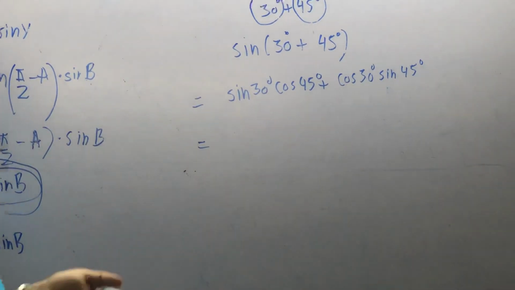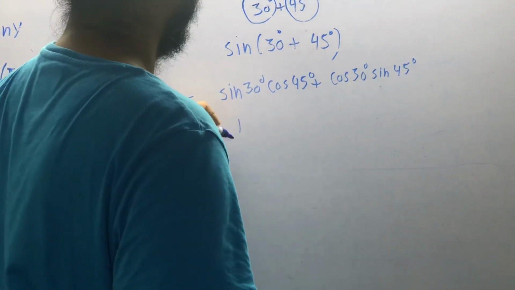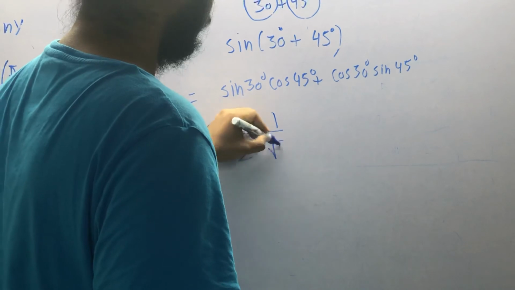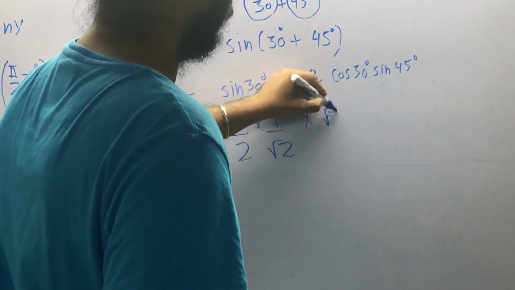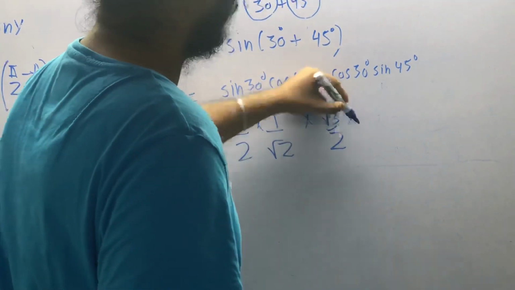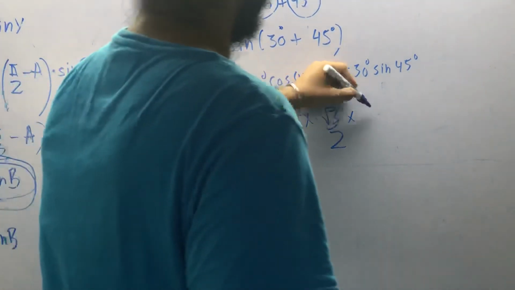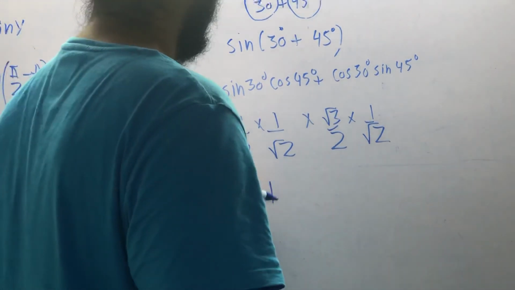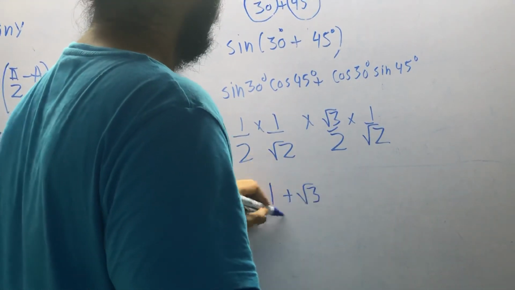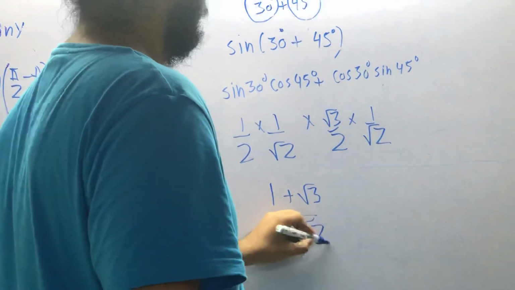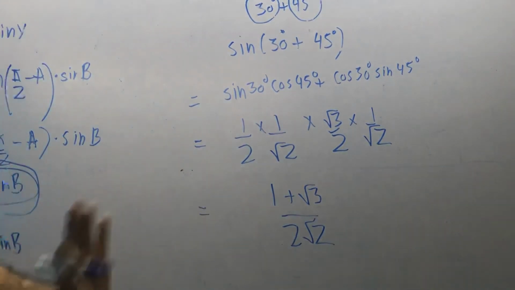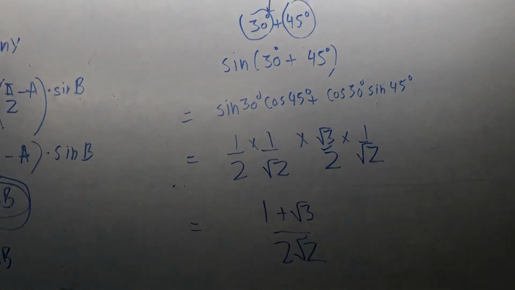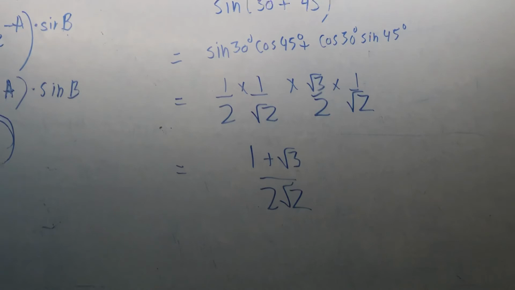So let us solve this further. Sin 30 is how much? 1 by 2. Cos 45 is 1 by root 2. Cos 30 is root 3 by 2. And sin 45 is how much? 1 by root 2. Now just simplify this. So you will get 1 plus root 3 upon 2 root 2. To simplify this further, you can rationalize this. I am not going to do that. This is the answer. This is one way to do this question.